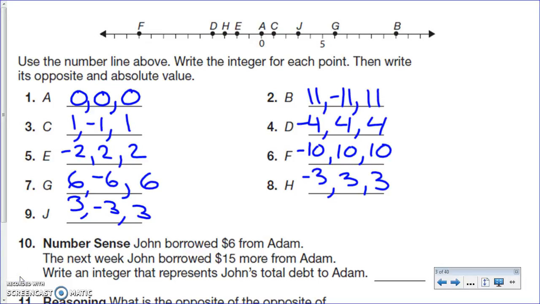Number 10, number sense. John borrowed $6 from Adam. The next week, John borrowed $15 more from Adam. Write an integer that represents John's total debt to Adam. Well, we know that John owes Adam a total of $21, so we're going to represent that with negative $21.